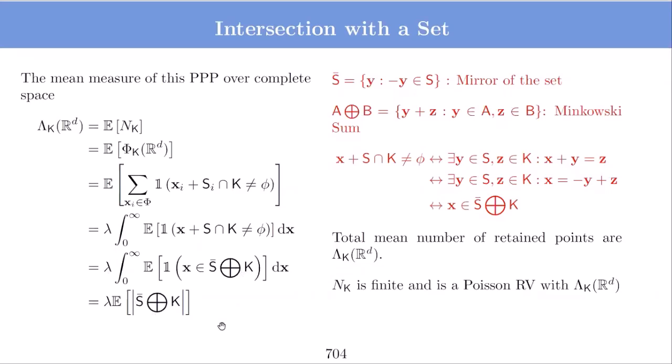Okay, and we can see that if this is a finite value, this means the total number of points in the set is finite. And so this gives you that N_K is finite and is a Poisson random variable, right? Only if the Minkowski sum is finite, and if S bar is a compact set with finite moment, and K is also a compact set, then the Minkowski sum will also be a compact set.